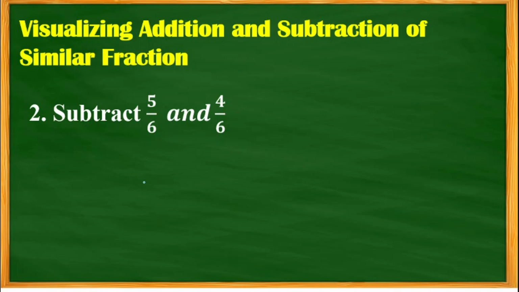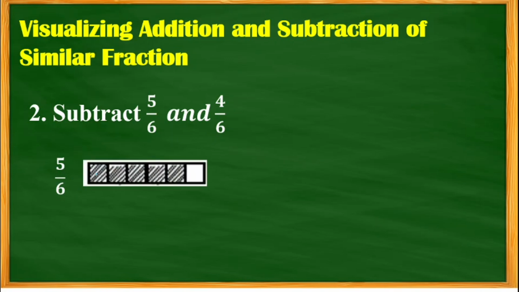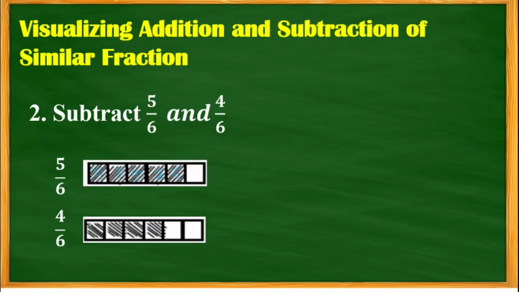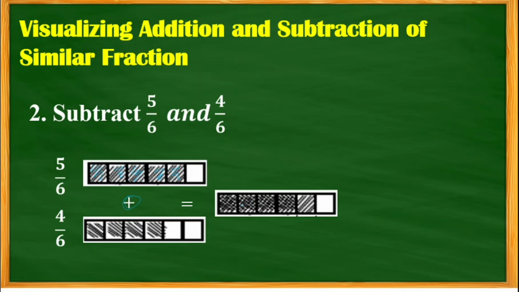This time we're going to subtract: 5/6 minus 4/6. Again, similar fractions. So draw the visual representation of 5/6. We have 6 equal parts and 5 shaded regions: 1, 2, 3, 4, 5. This would be the visual representation of 5/6. And then we have 4/6. We have 1, 2, 3, 4 as the shaded part, and 6 equal parts. Now, this time we subtract.